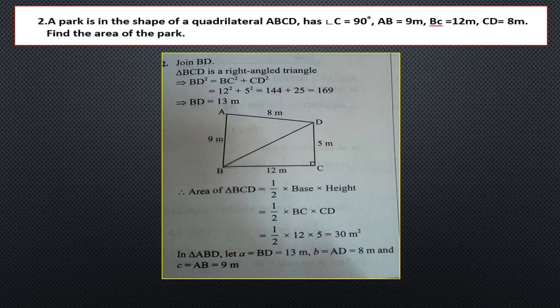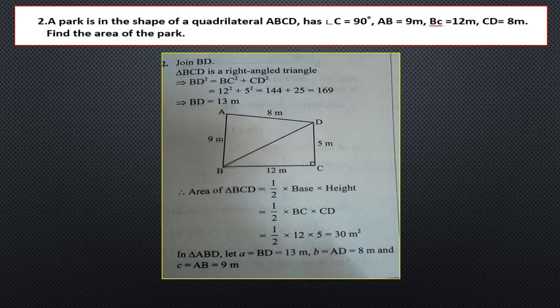So BD square is equal to BC square plus CD square. Our BC is 12 and CD is 5. So 12 square plus 5 square is equal to 144 plus 25 is equal to 169. BD square is equal to 169. Therefore, BD is equal to square root of 169, that is equal to 13 meters. So BD is equal to 13 meter.